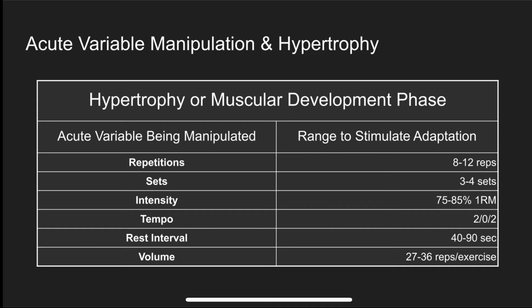These variables need to fall within a specific range to stimulate such an adaptation, and this includes 8 to 12 reps, 3 to 4 sets, 75 to 85% of 1 rep maximum, a tempo that moves through 2 seconds of the eccentric phase, 0 seconds in the isometric phase, and 2 seconds in the concentric phase, a 40 to 90 second rest interval, and 27 to 36 reps per exercise.